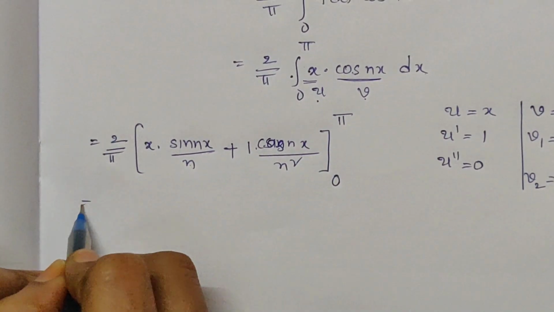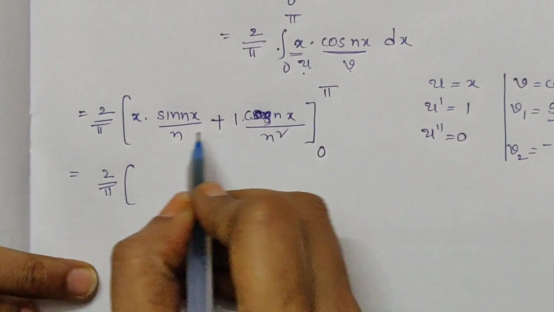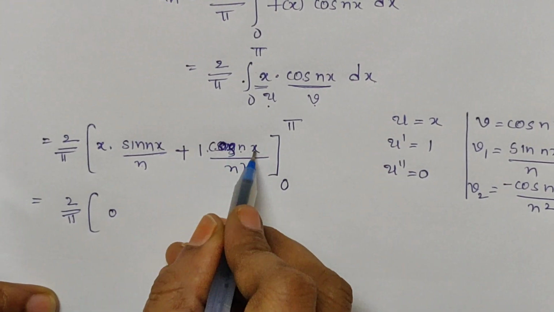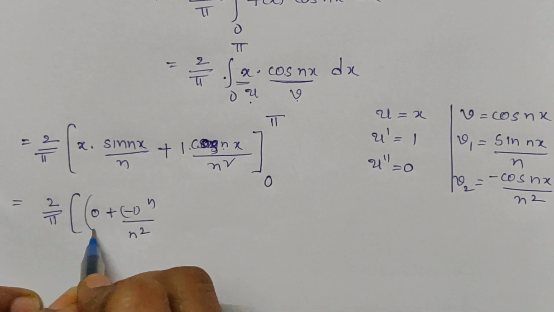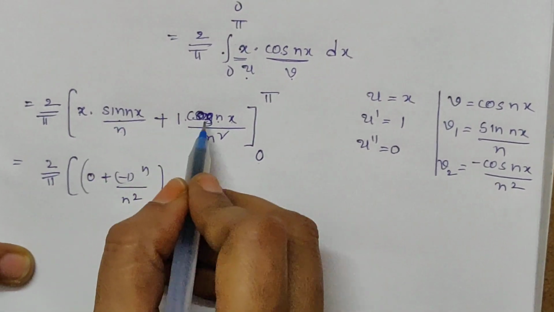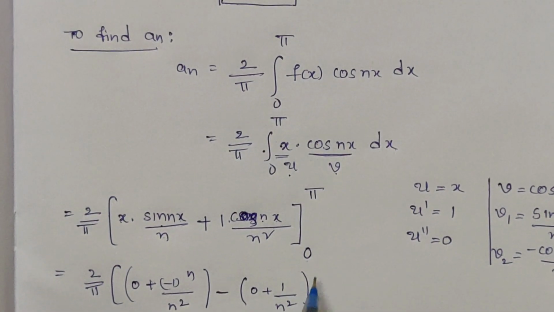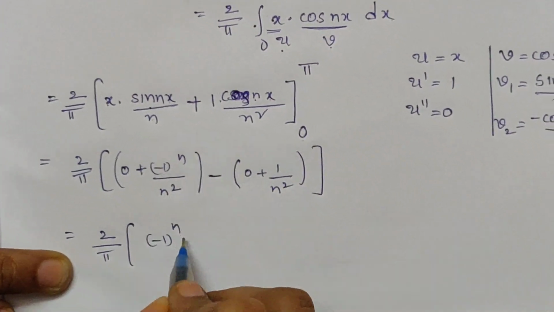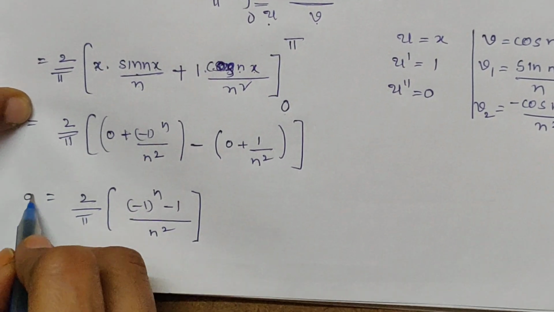Limits 0 to pi. So 2 by pi, by substituting the upper limit pi, sin n pi gives the value 0, so the first term is 0. Cos n pi is minus 1 whole power n, by n square. Upper limit substitution minus lower limit substitution: 0 into this term is 0, and cos 0 is 1, by n square. So on simplification, 2 by pi times minus 1 whole power n minus 1 by n square, and this is an.